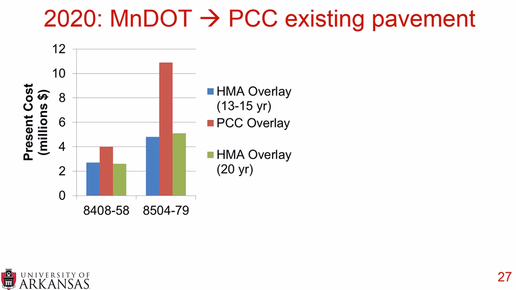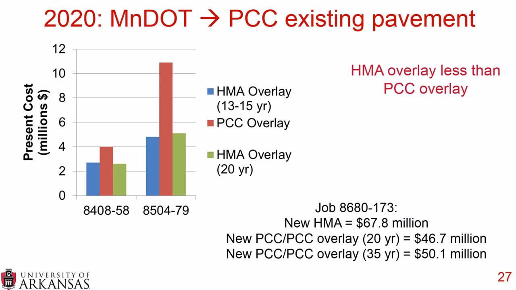Now, what if you have a PCC existing pavement? Don't fear, MnDOT took a look at some jobs as well. They looked at 2 jobs here. They looked at an HMA overlay, which should last 13 to 15 years, a PCC overlay, and an HMA overlay that will last 20 years. So they're looking at 2 different treatments, and they're looking at different analysis periods and different lifespans of the treatments. And you can see here the HMA overlay is less than the PCC overlay.